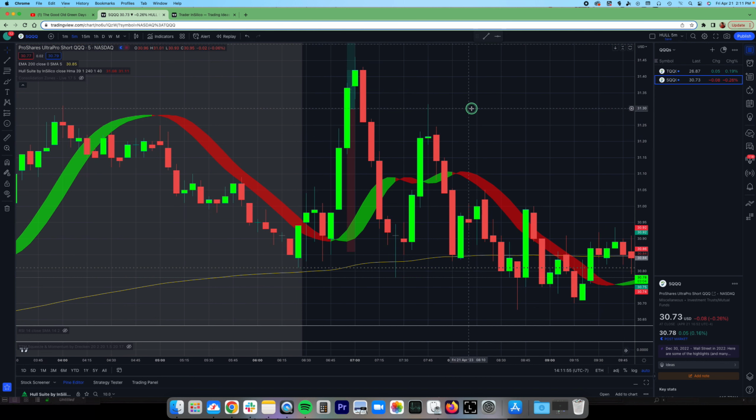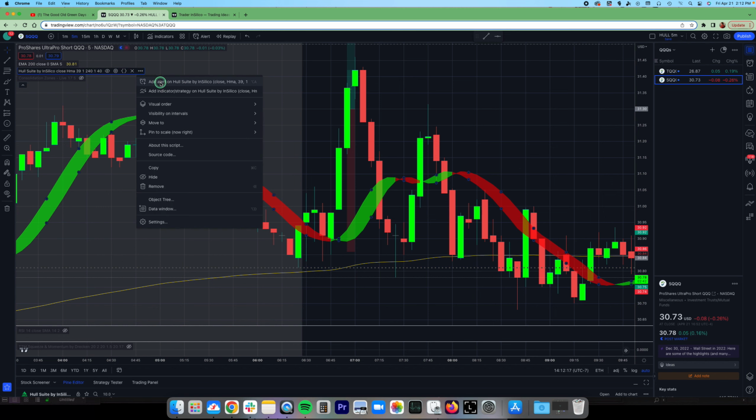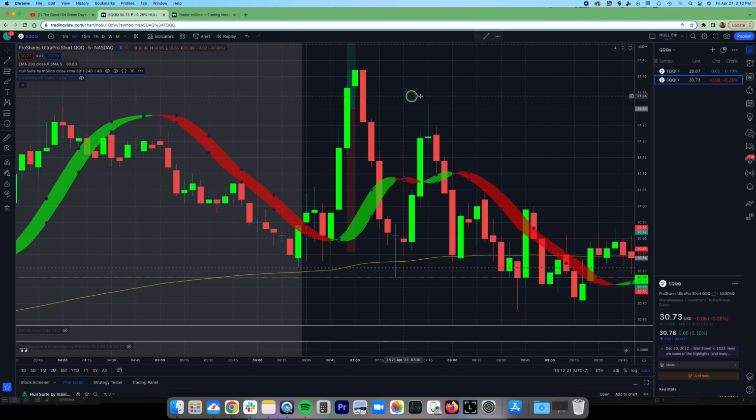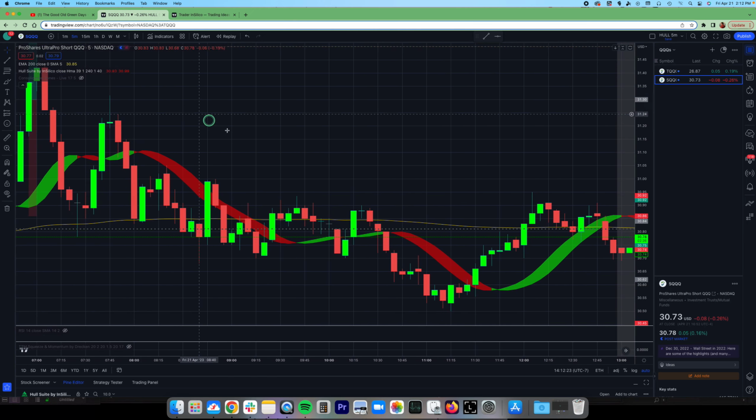And when it's slanted, my strategy is that I wait until I'm up 1% and then I sell half, and I set my stop loss to where I bought it. Then I'll do the same thing when the next resistance hits around 2 or 3%, and then I'll sell everything once the Hull turns red, which you can set an alert for right here. These 3 little bars, add alert, Hull trending down.